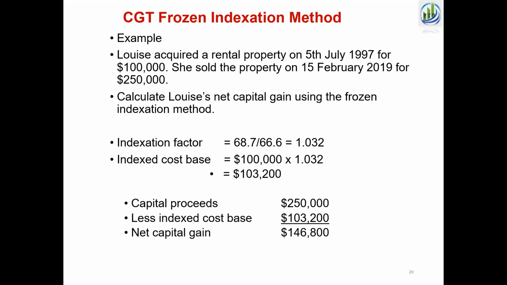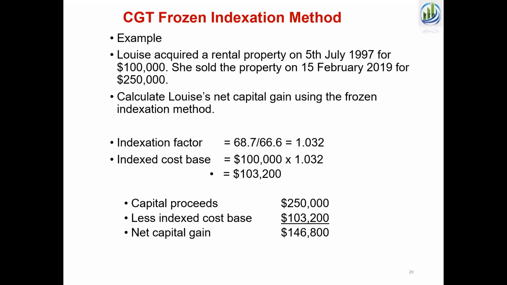You can see I use the terminology net capital gain. What's the meaning? You cannot use the discount for this 146,800, because if you use the indexation method, you should live with the indexation method. You cannot apply 50% off. That's the discount method, a different method. So if you use the indexation method, your net capital gain will be 146,800, which you include in the assessable income and pay the tax.